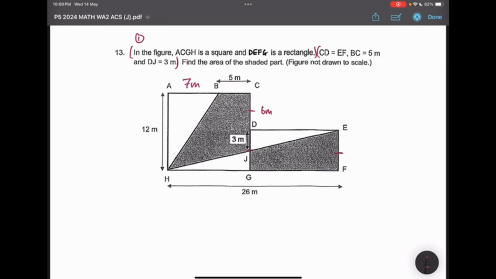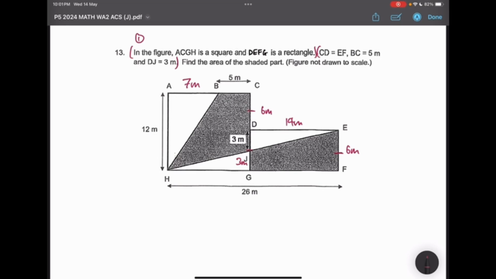Now, if the total length, which is HF, is 26 meters and AC is 12 meters, which is the length of the square, I know the length of my rectangle has to be 14 meters. And if DJ is 3 meters, JG has to be 3 meters as well. And there you have it, I have all the lengths of my figure.